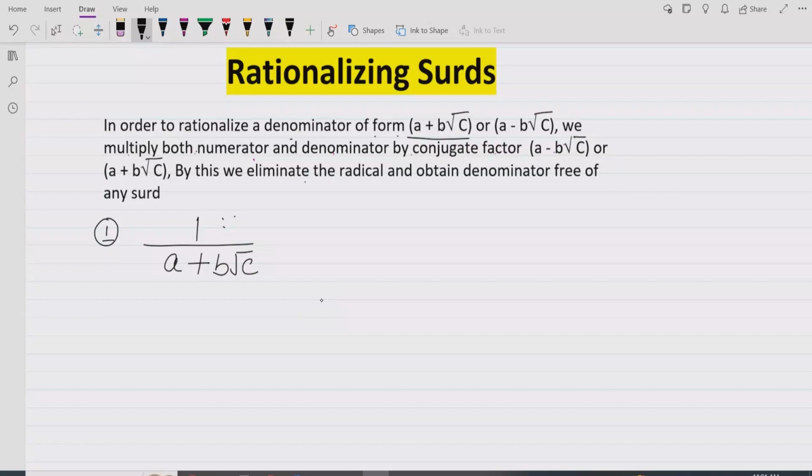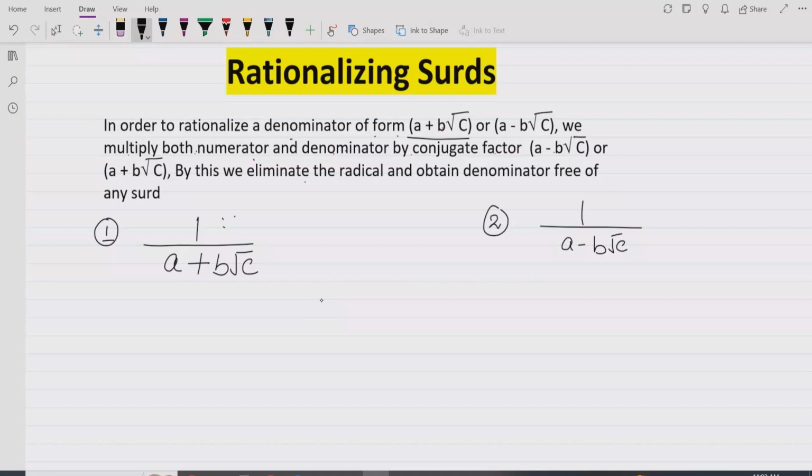Here we have, in order to rationalize a denominator of the form a plus b root c, like this one, or you can have a minus b root c. Let's suppose you have these types of questions. So how can we simplify these questions? We multiply both numerator and denominator by the conjugate factor.